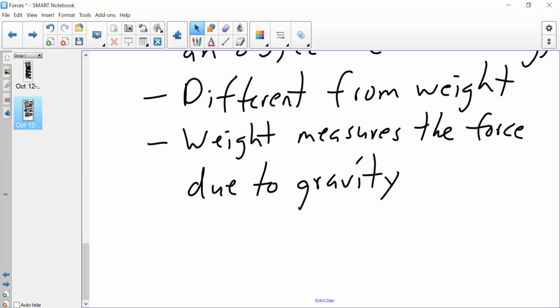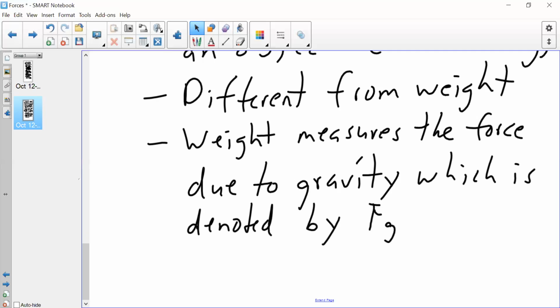So write that out. Weight measures the force due to gravity, which is denoted by F sub G. And this symbol here, we call the force due to gravity. The force due to gravity is the vector, because that's always going to be pointing down to the center of the Earth. So this force due to gravity is always going to be negative, but the scalar is the weight, right? Like velocity is a vector, but the scalar is the speed. Same thing goes here.